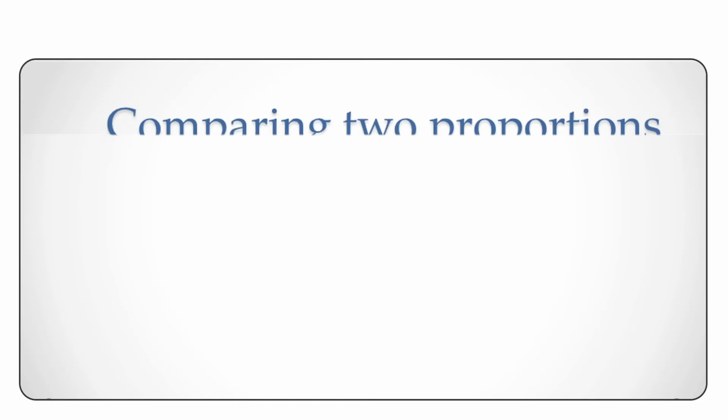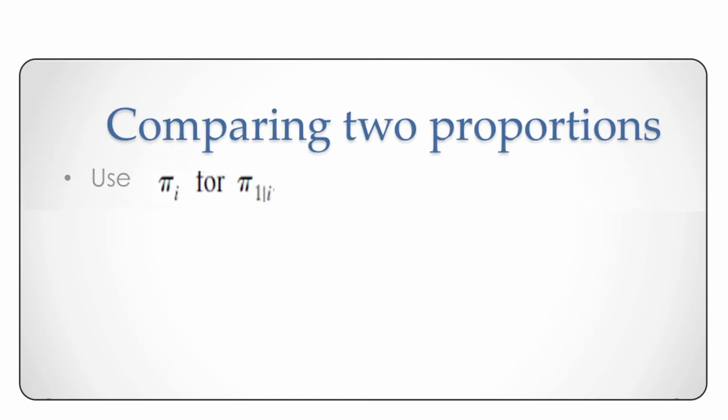In a 2 by 2 table, the simplest situation is that we wish to compare two proportions. So considering the aspirin example, we might wish to look at the frequency of fatal attacks for those on placebo and for those on aspirin. Now, strictly speaking, we are interested in the conditional probabilities, but for the sake of simple notation, we shall use the notation pi i to denote pi 1 given i.